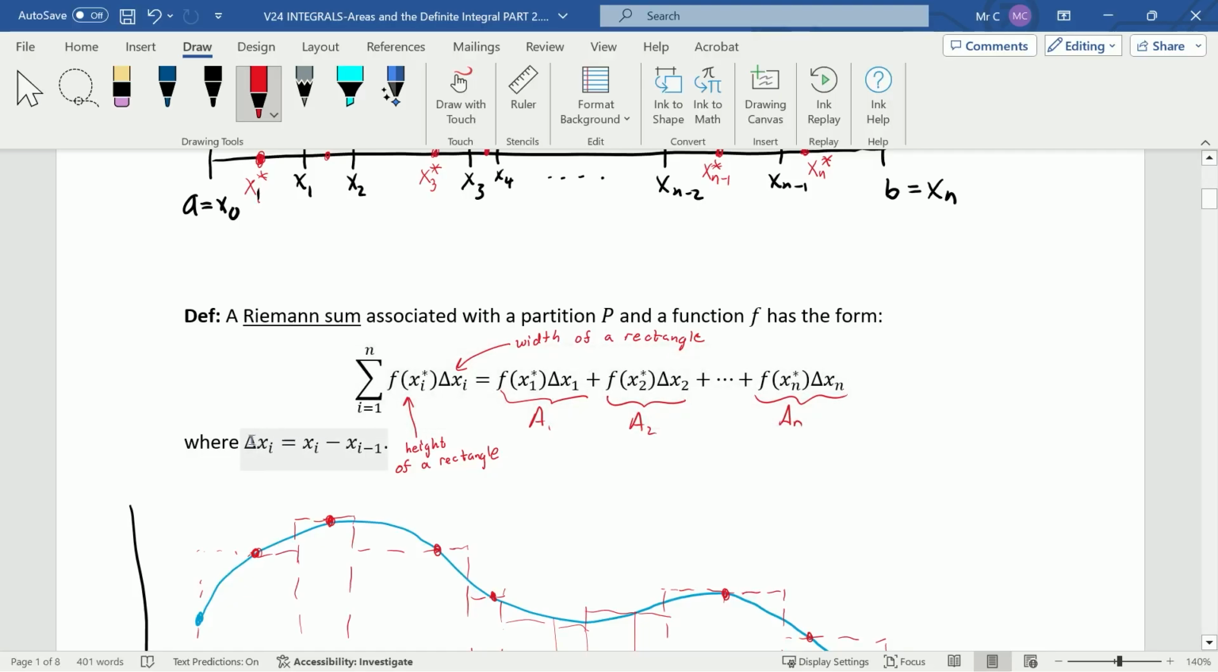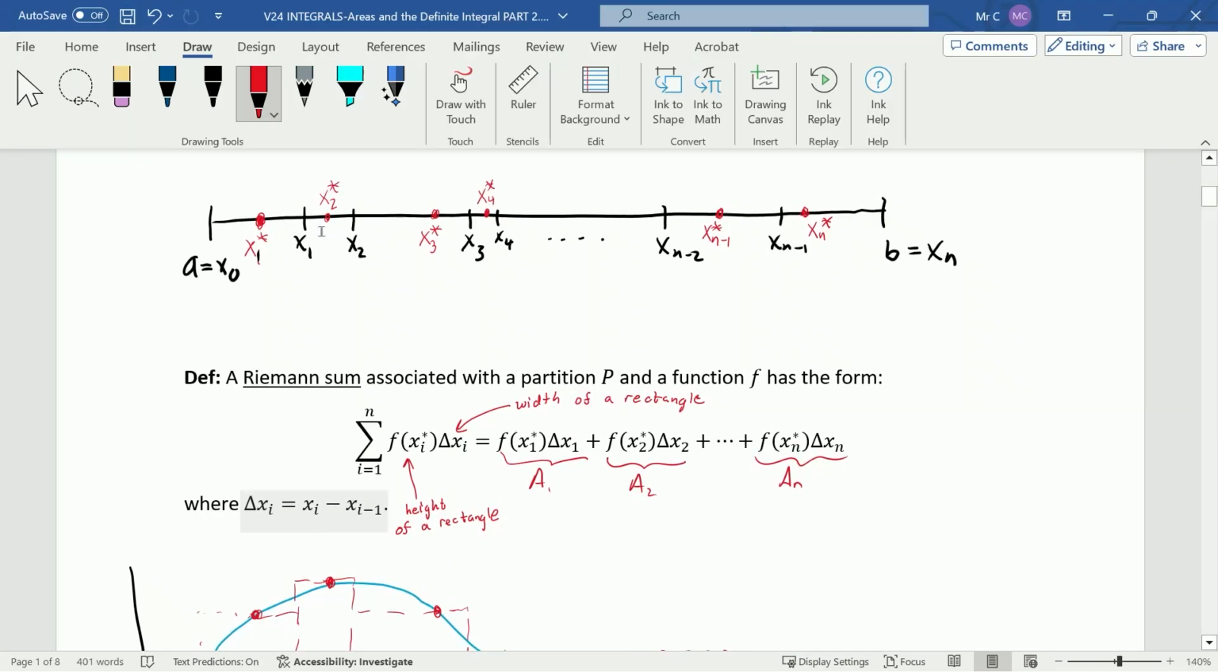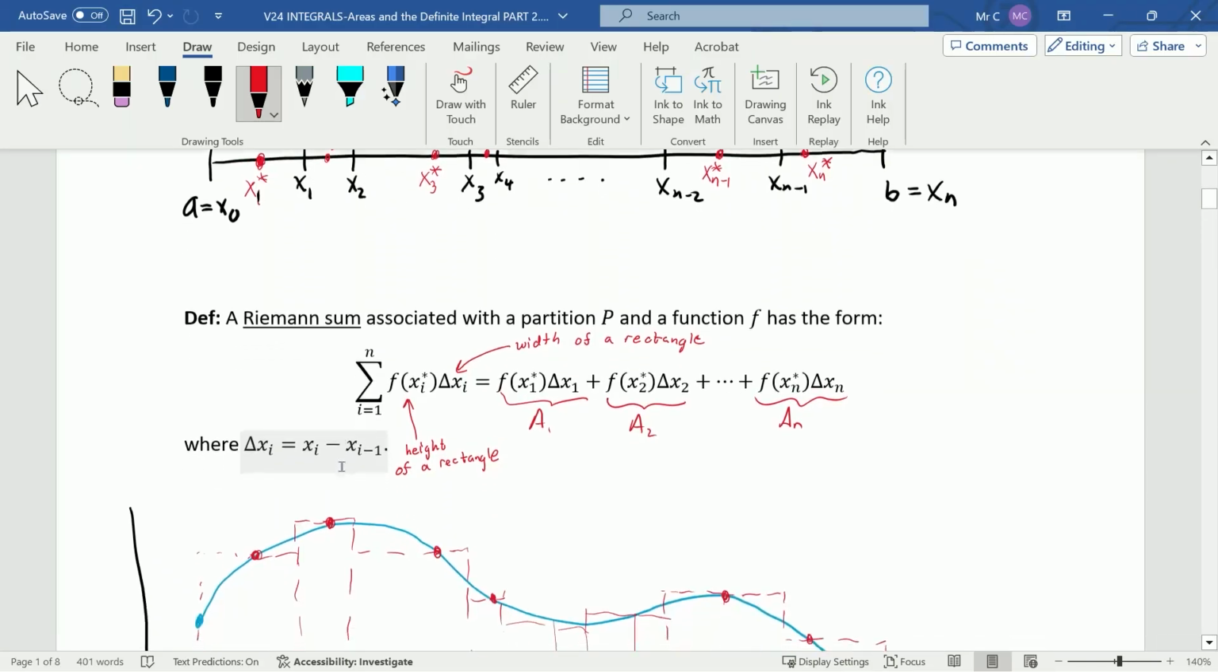And here, delta x sub i is just the difference between x sub i and x sub i minus 1, because we can't have one general formula if we're making all the widths different.